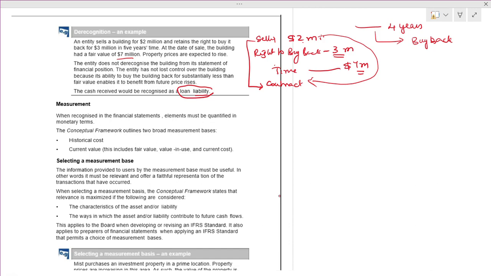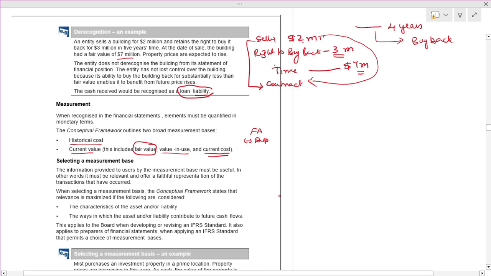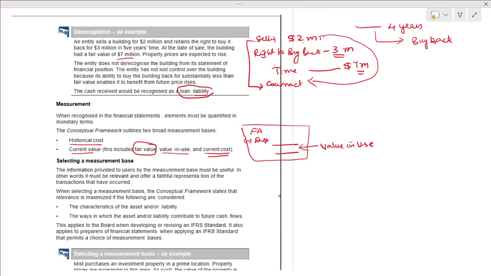Yes. Next. Financial accounting is very simple. We are talking in terms of historical cost, and in terms of current value. This includes fair value, value in use, and current cost. First, fair value is at the time of selling. Sometimes you will have fixed assets with depreciation. In financial statements, we show them like this. Whatever the value there is identified as value in use.